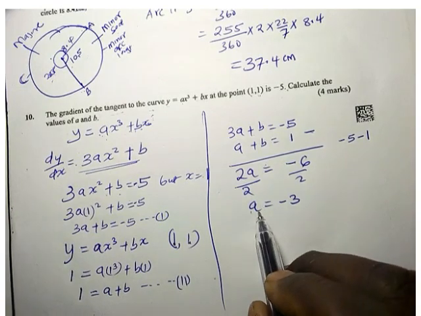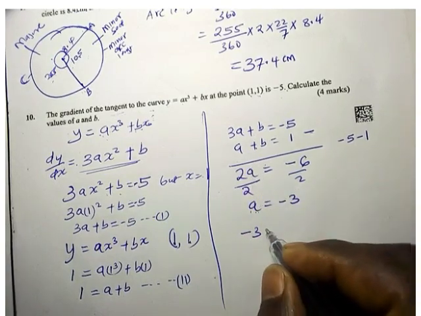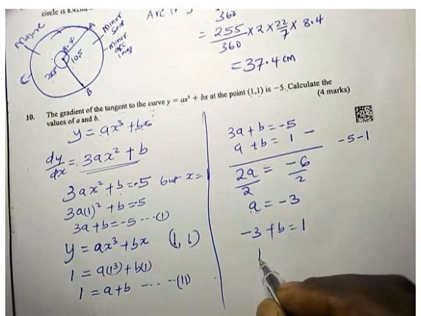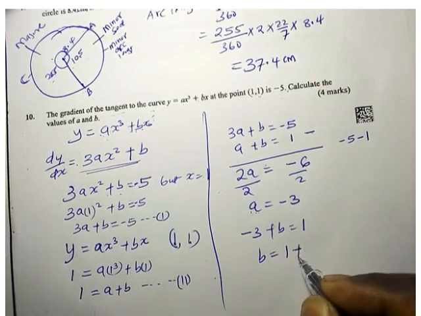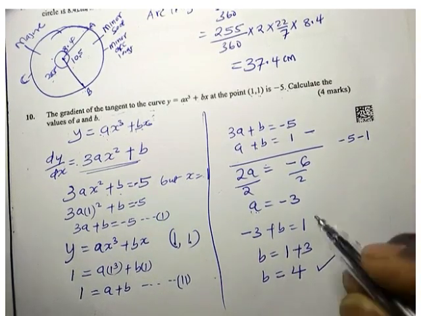Now you can substitute the value of a here and get the value of b. So here, -3 + b = 1. So b = 1 + 3, so b is equal to 4. And that is the value of a and b.